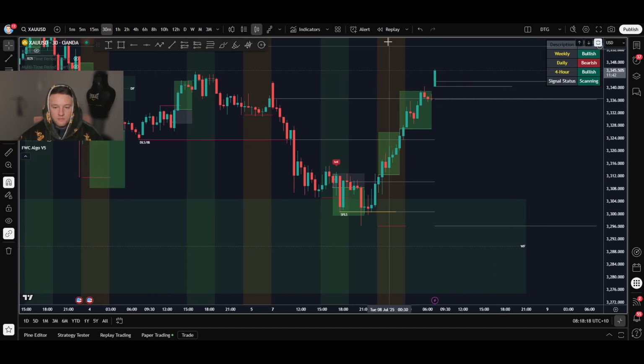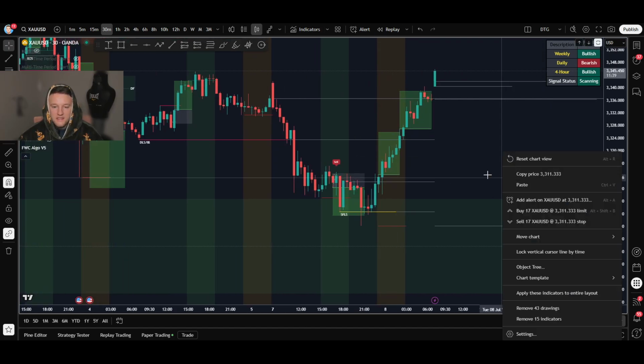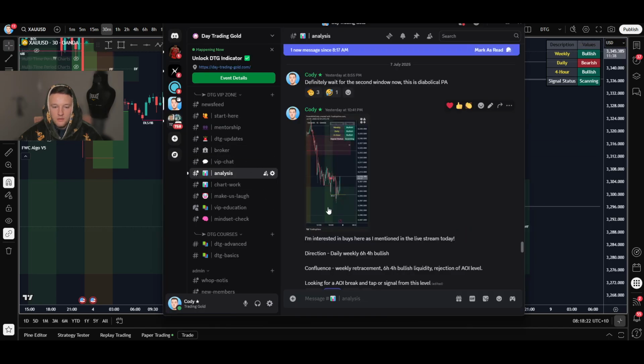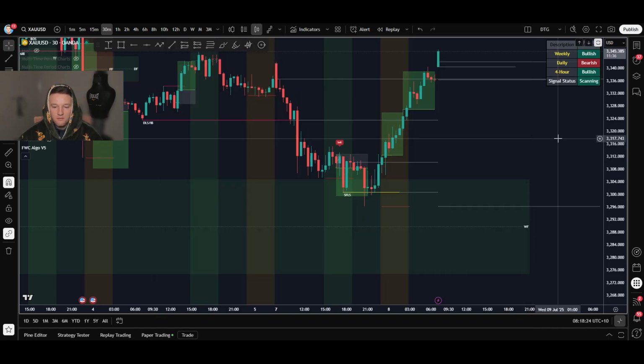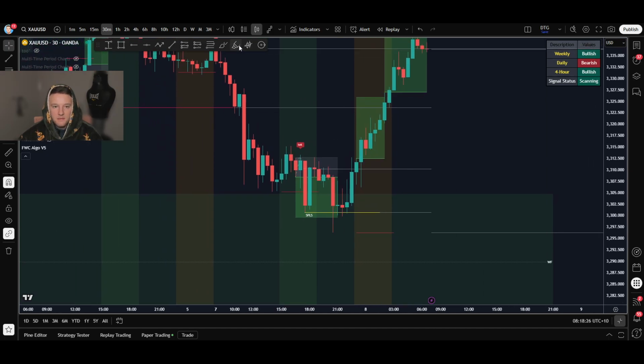We'll go again tomorrow. So the set after that, right? We had clear direction, we had clear bullish confluence, and then we had a 30-minute break and tap. This is one of the 3 entry models from the DTG system, the DTG indicator. It's a break and tap of our AOI levels, right?